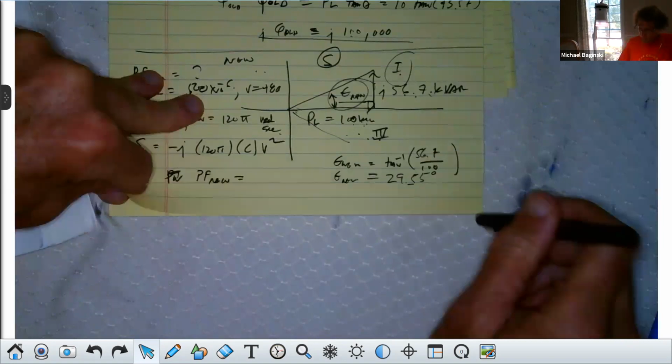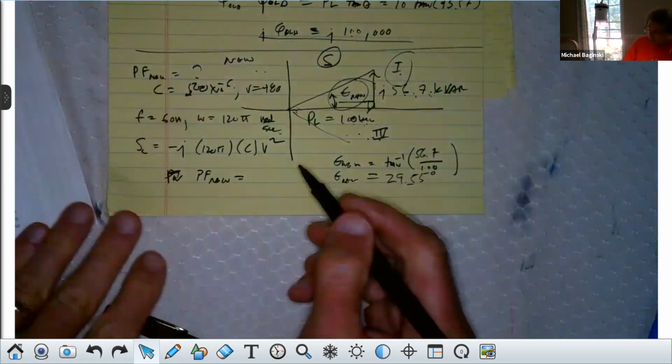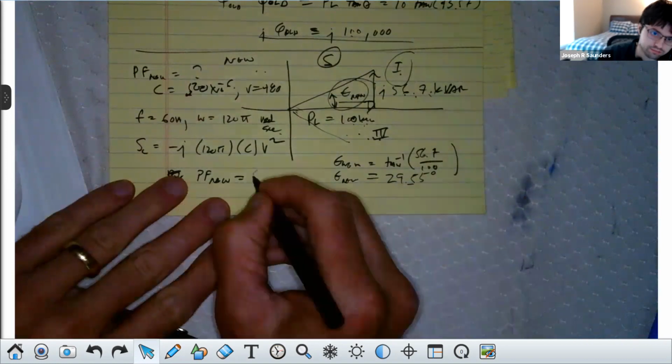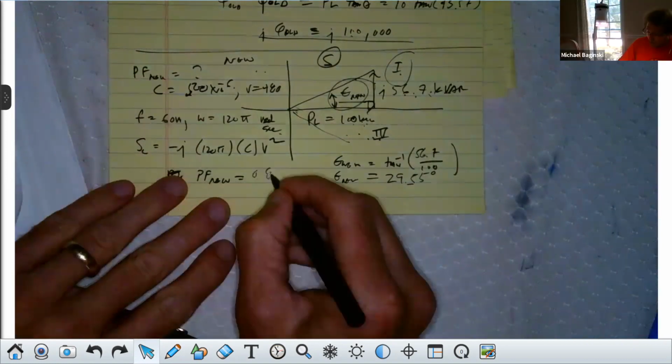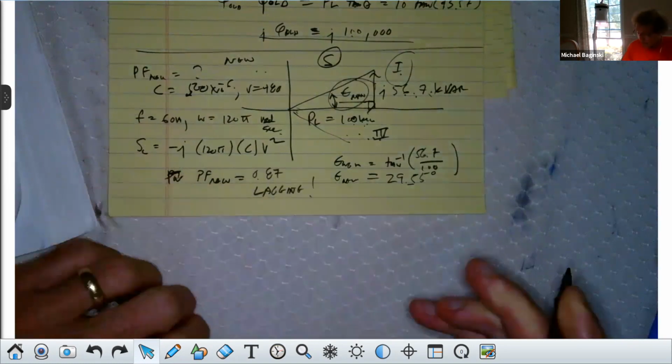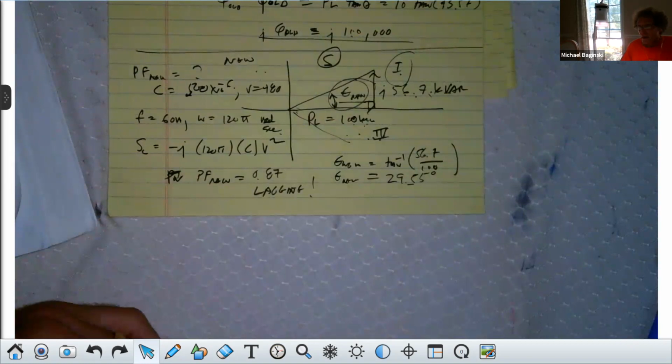All right, so what's the power factor? Say it again, Joseph. 0.87 lagging. It's so important to put lagging. Make sure you do that on a quiz. Lagging. Okay, got it? Now that's complex power.